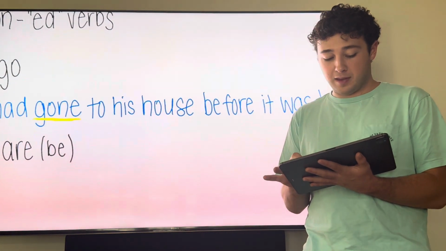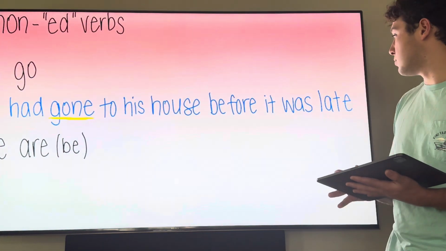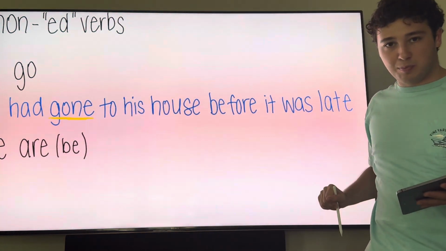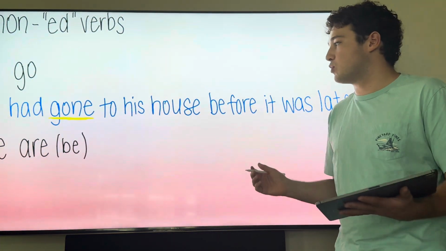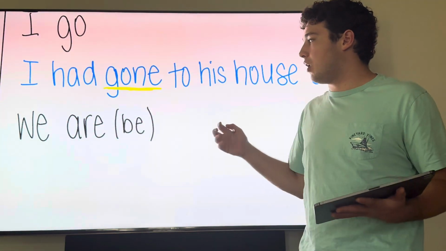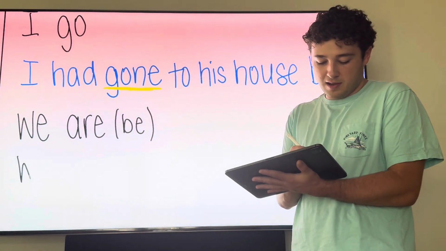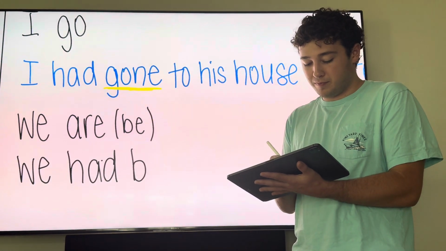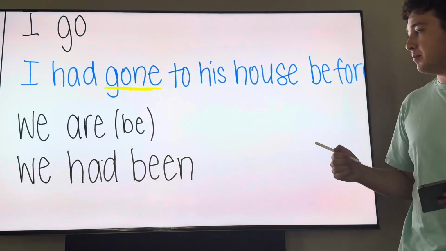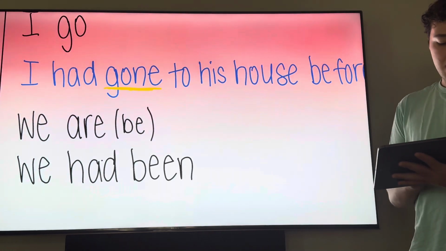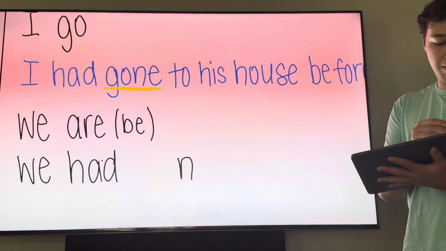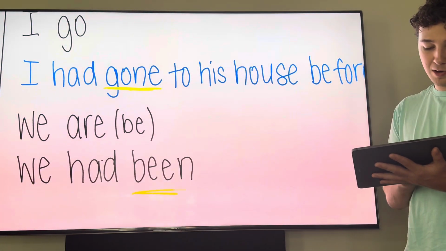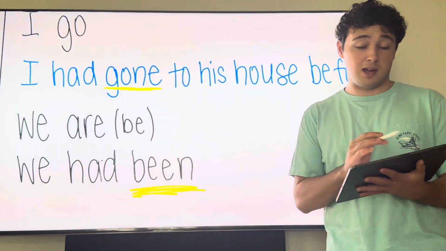Same as before. I had gone to his house before it was late. This action happened first, then this action, and then the present. And then another common one is for to be. We are would become we had been. We had been. Been, some people pronounce it "been." Been is the past participle for be in this case.